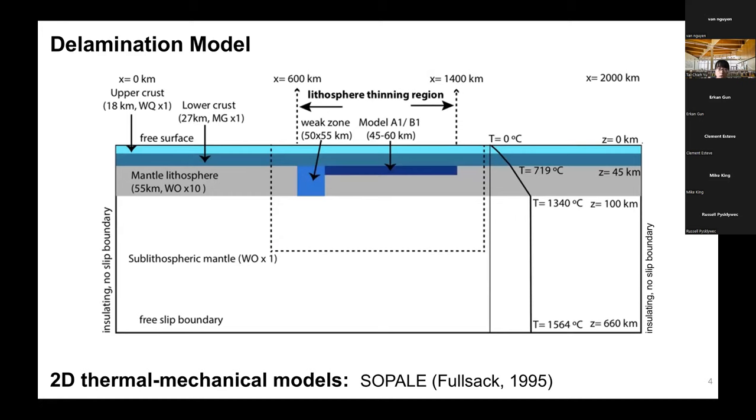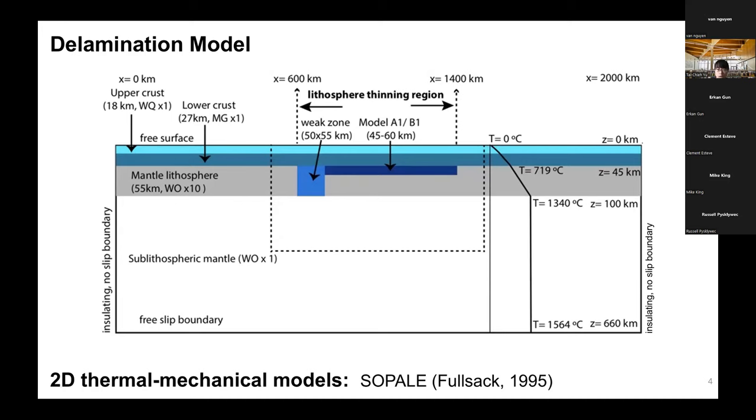And in this model, there is the upper crust, lower crust, mantle lithosphere, and the sublithospheric mantle. This model is designed to study the effects of the delamination dynamics. So I place the lithosphere thinning region in the middle of the model plane to avoid the boundary effect.